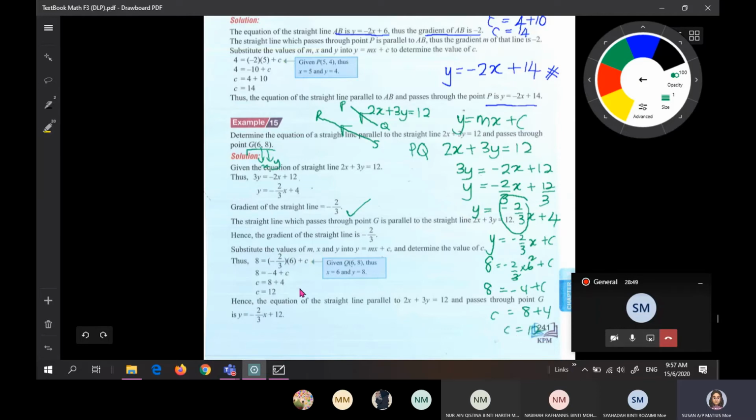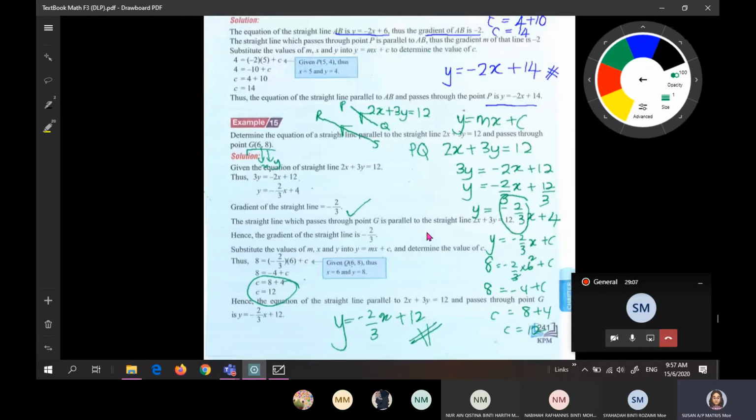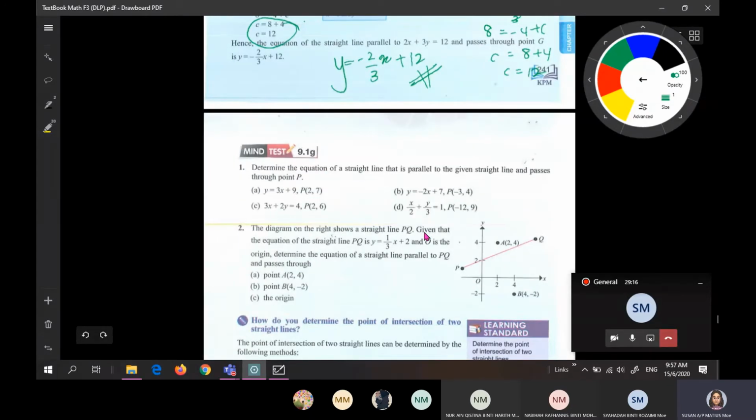That means the equation, you already have c. So the equation will be y equivalent to negative 2 over 3x plus 12. Okay, guys, so that's about example 15. So look through the examples, guys, because the methods are very clear. Just follow the steps in the textbook, and I'm sure that you can do the questions. So for mind test 9.1G, I will be giving you question number 2. This is your second exercise. We'll be doing question number 2.